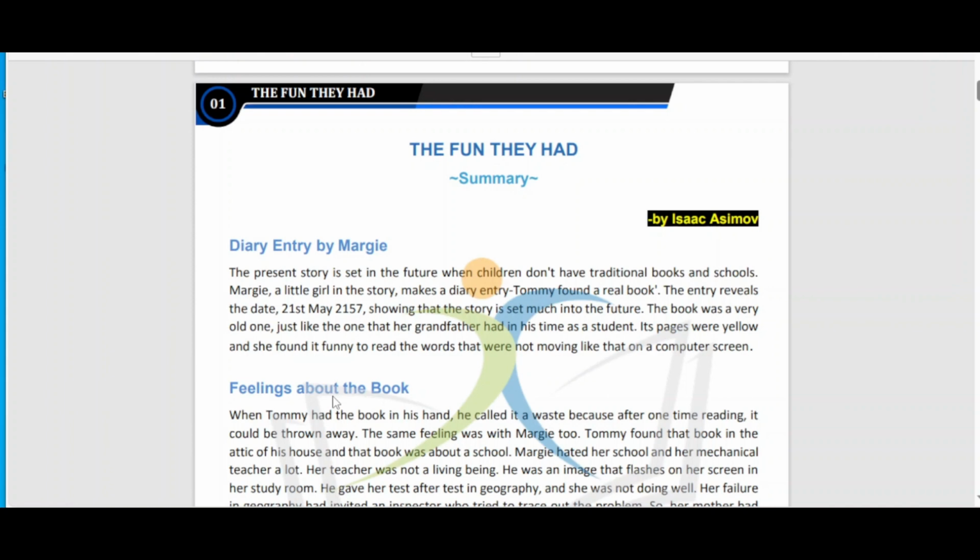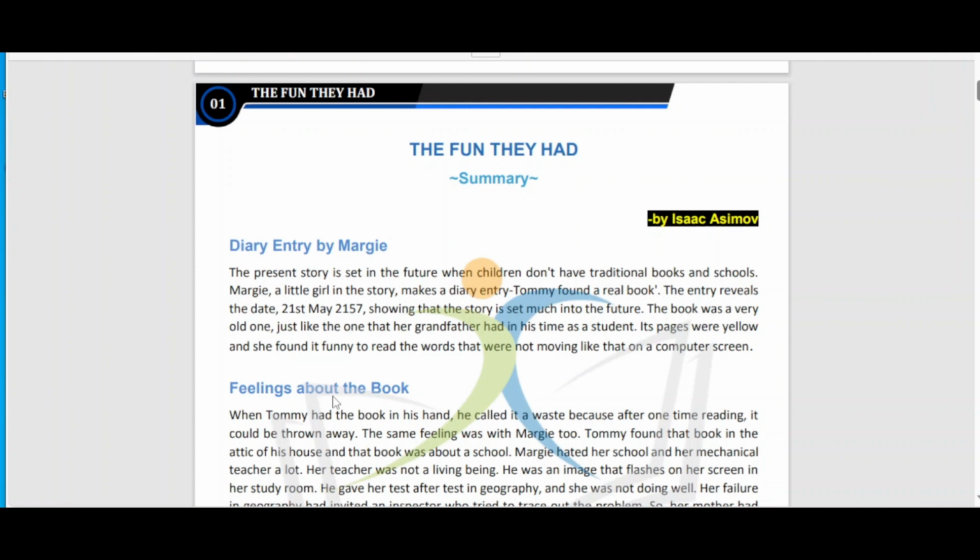In this story, the writer wants to differentiate between old kind of school and futuristic schools, where schools and teachers do not exist. So that's why it is written here. The present story is set in the future when children don't have traditional books in schools, because in future there is no existence of books in schools. They are different types of schools and books. The entire school is working only in a single room, and books are not printed books, those are telebooks.